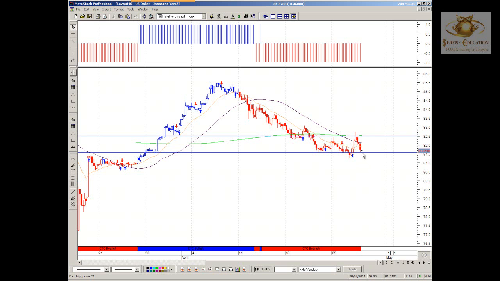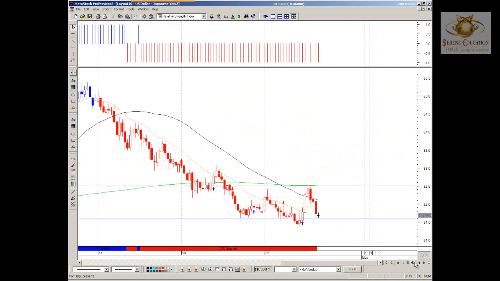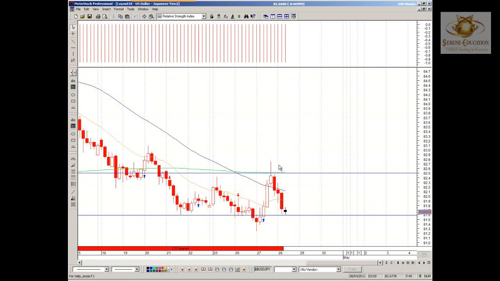We want to see a definite close lower, but be aware that there's a possible bandwidth of trading in this area here. I'd run roughly between the 81.57 to the 81.50 mark. So price is trading lower. It's trading below all the moving averages.